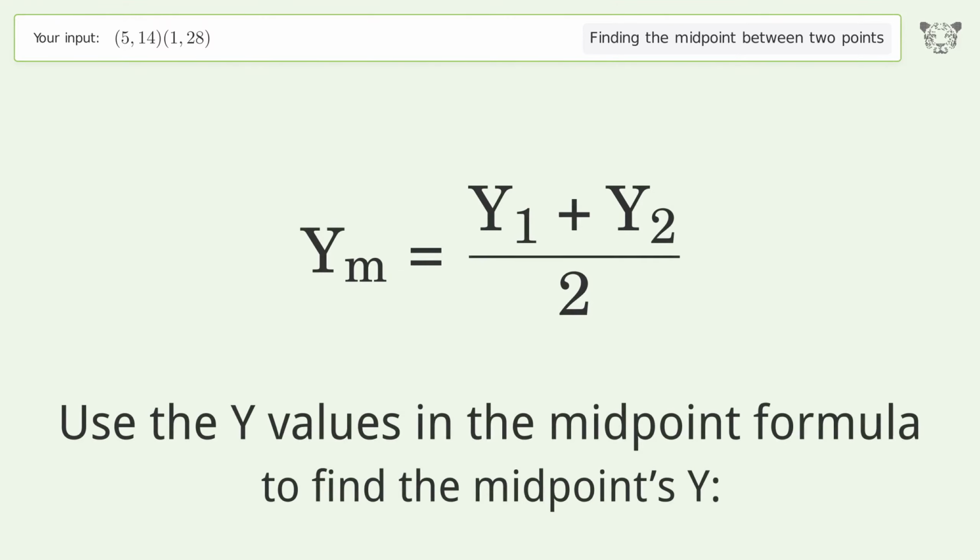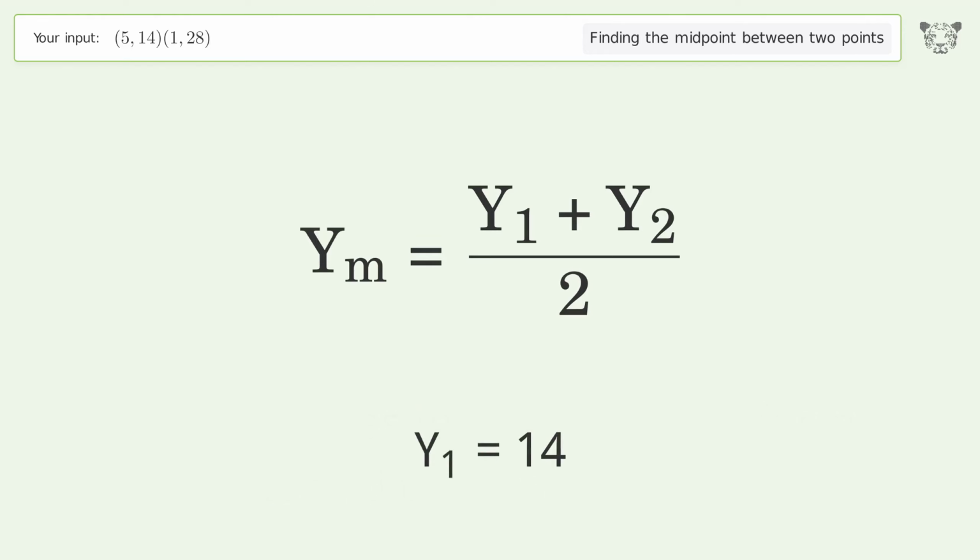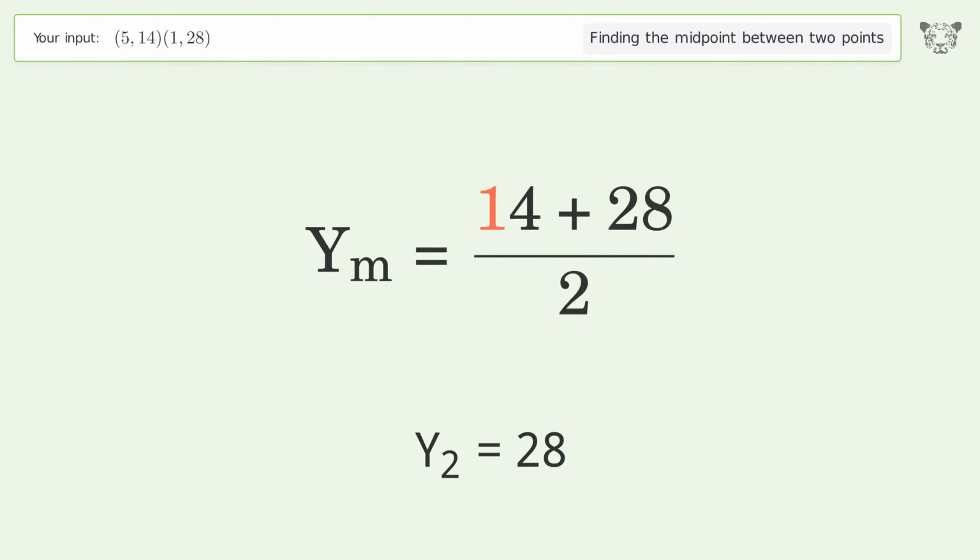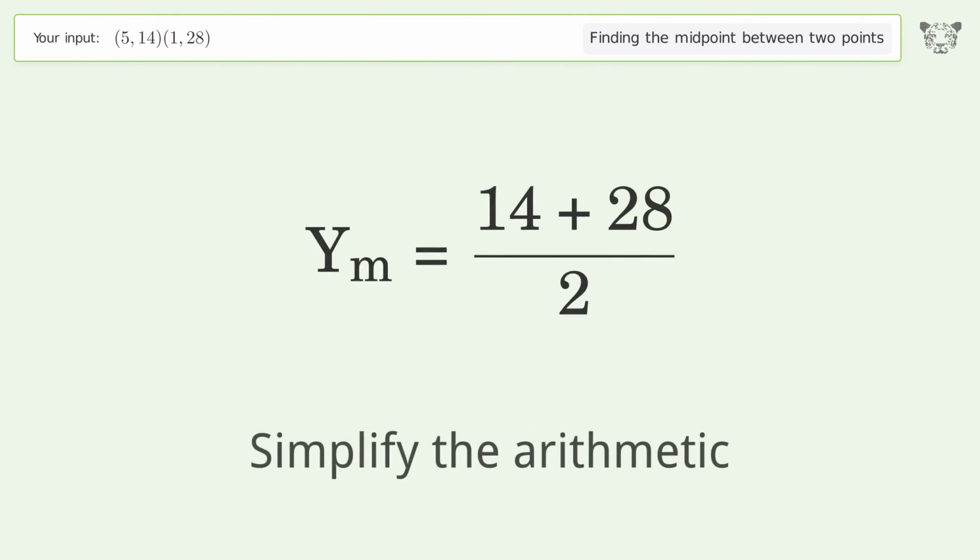Use the y values in the midpoint formula to find the midpoints y. y1 equals 14. y2 equals 28. Simplify the arithmetic.